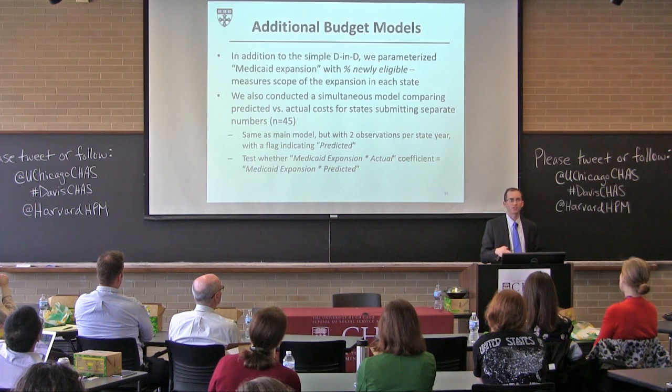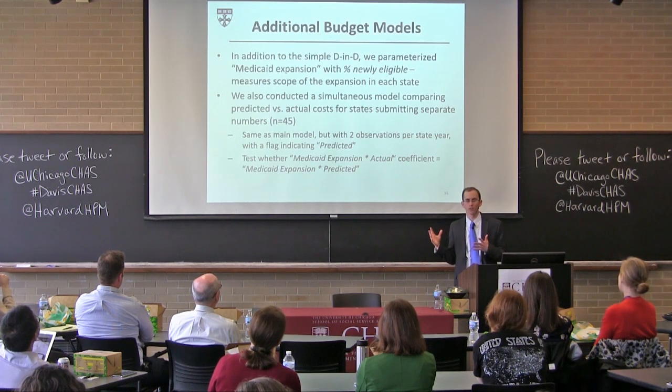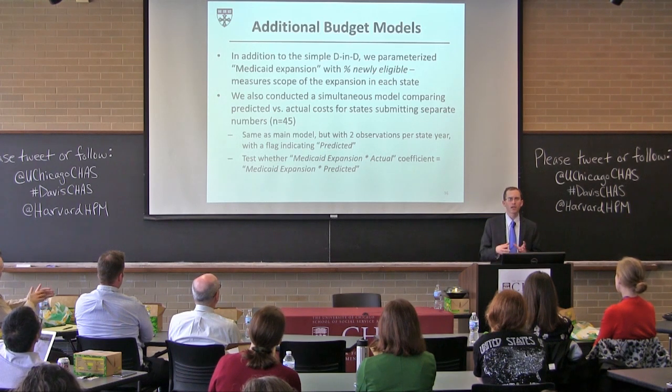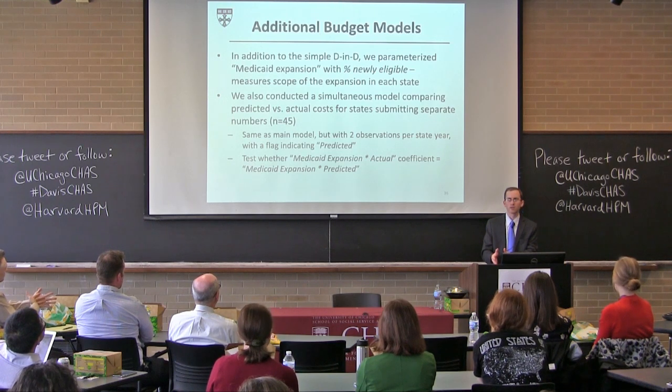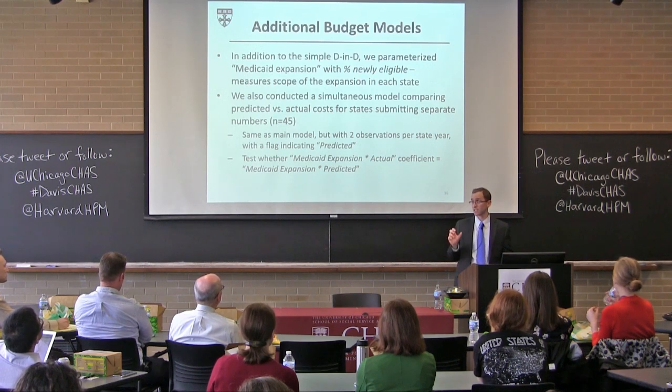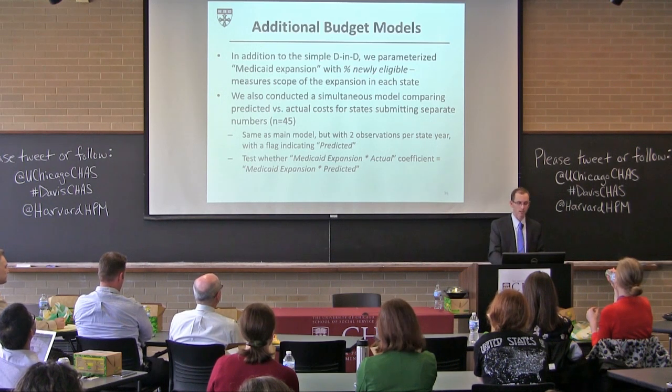In addition to just doing this black and white, did you expand or not, we also looked at the gradations, building on the stuff I showed you at the beginning. Some states did really big expansions because they really weren't covering many people. Some states did small expansions, which I think really ought to be the next wave of studies on Medicaid expansion, because it makes it a much stronger finding if you can tether the result to the states that did big expansions versus small expansions versus non-expansion.